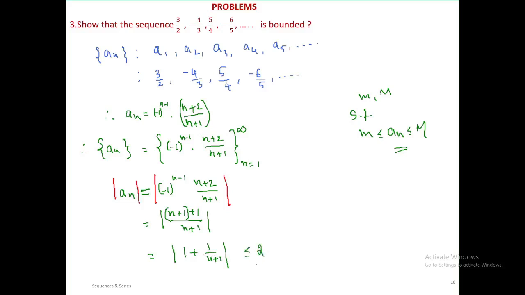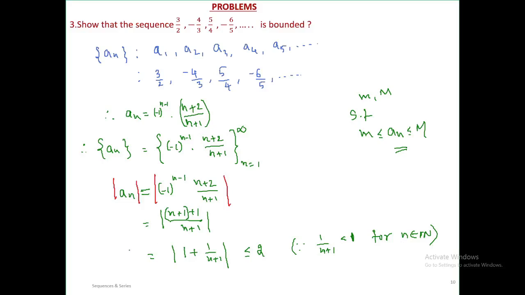Upper bound. Since 1 upon n plus 1 is always less than 1 only for n belongs to natural number set. You take whatever n from natural number set, substitute here, that will be always less than 1 only. So this is always less than 1. This is already 1. Therefore, if you do sum, this will be less than or equal to 2. This is true for each and every n.